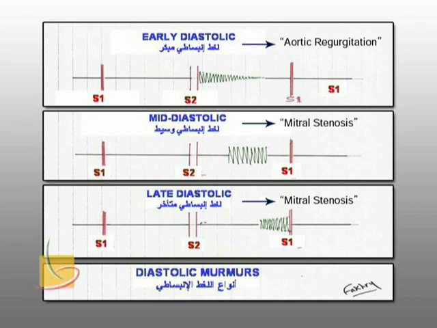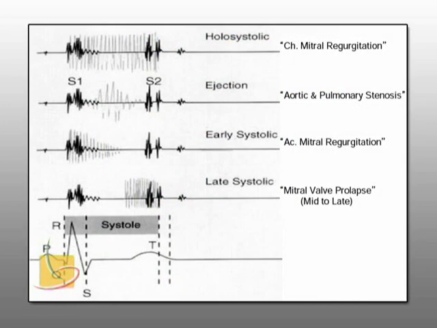It may be mid to late diastolic murmur, like in cases of mitral stenosis. We call it long mid-diastolic murmur with pre-systolic accentuation. And in systolic murmur also, we have another kind which is called mid to late systolic murmur in cases of mitral valve prolapse. So in systolic murmur, we have early systolic, we have mid to late systolic, we have pan-systolic murmur, we have ejection systolic murmur.